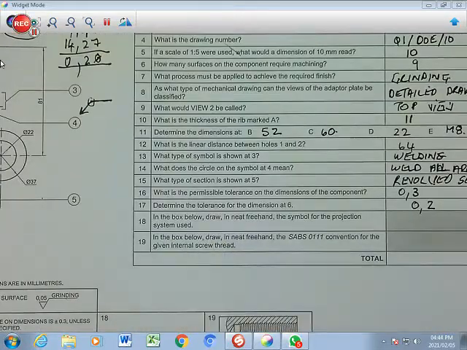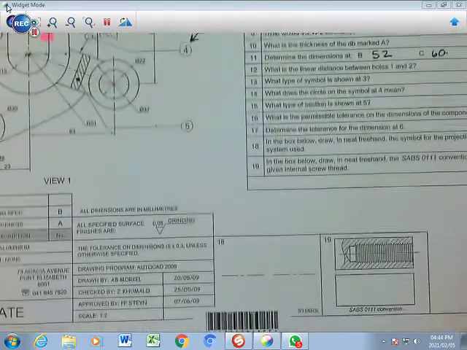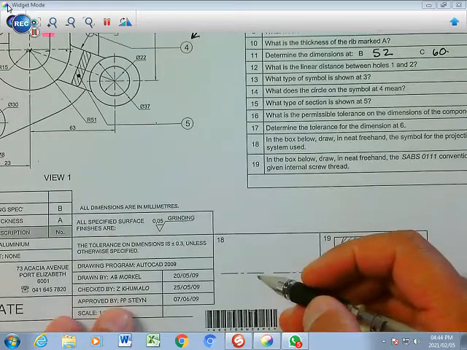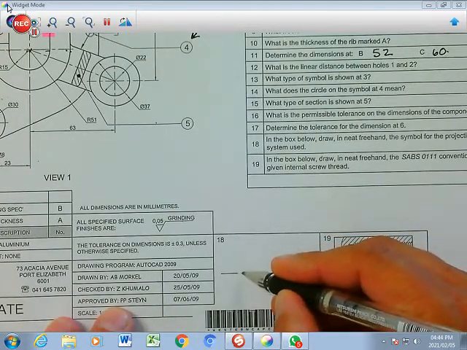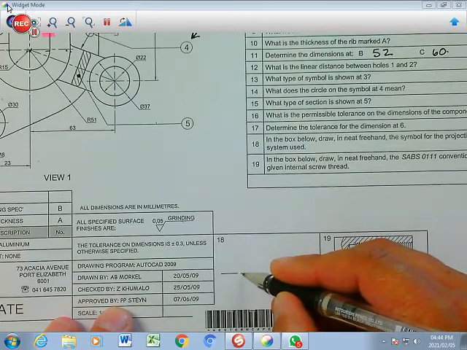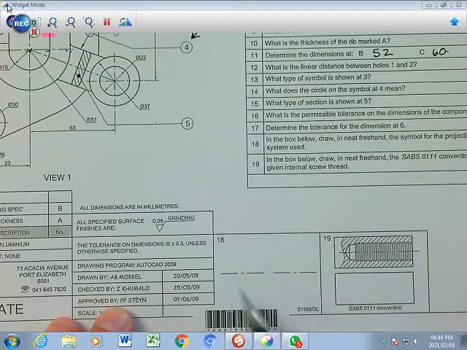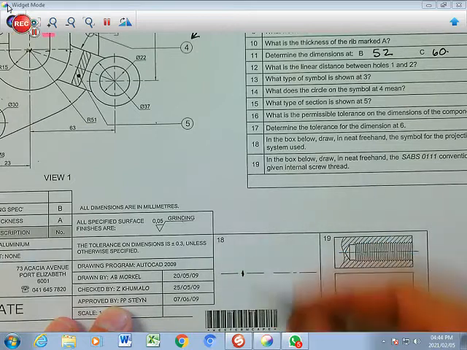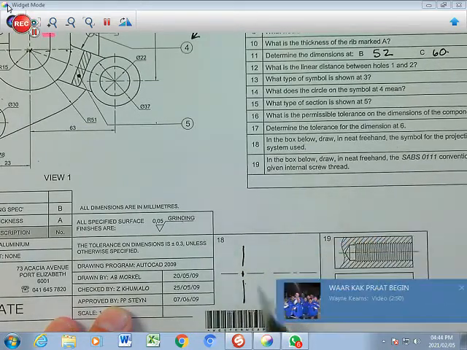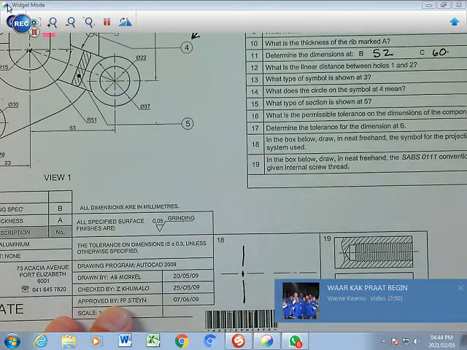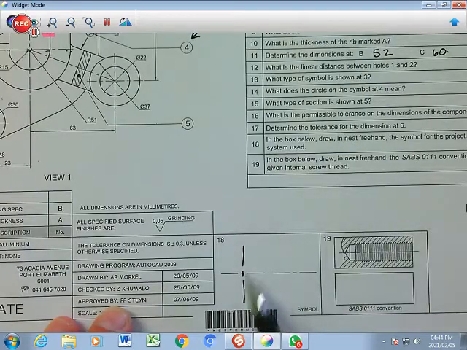Okay, the last two questions, 18, right, we've done already. 18 in this specific block here. In this box here, draw neat and freehand the symbol of the projection system used. Remember what we said, this is a very important question, normally comes in the grade 12 paper, will come in the grade 11 paper as well. You start by looking at the little small chain line there, and you cross it, and you put a long line that side and a long line. So all the lines are now basically centered.